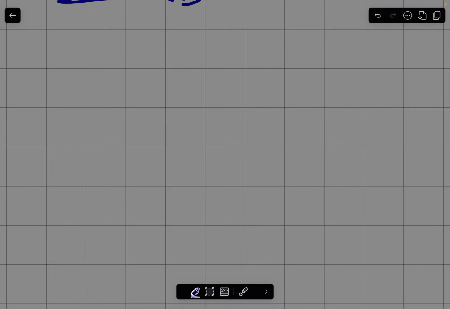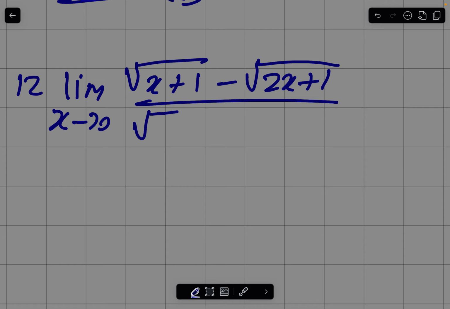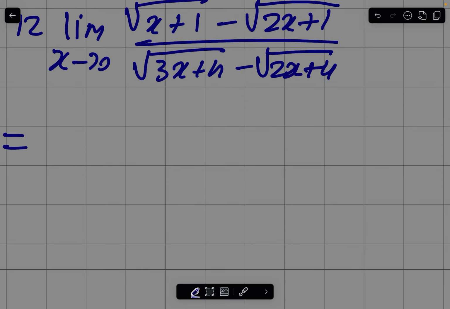That is kind of disturbing. Yeah, I see number 12. We have the limit as x approaching 0 of square root of x plus 1. Have you ever heard of a double rationalization? You rationalize twice. Yes, it's possible. Therefore you have a negative square root of 2x plus 4. Therefore here you have to rationalize twice now.